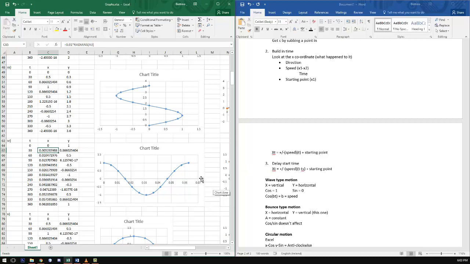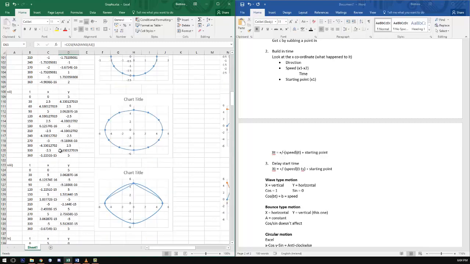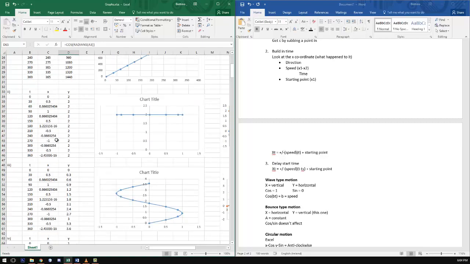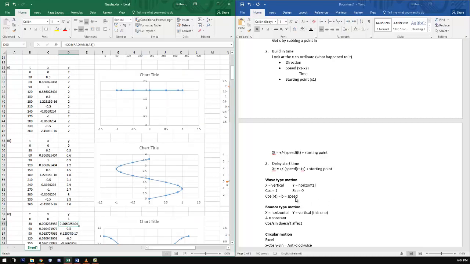If cos is in the variable, the starting point will be at 1, whereas if sine is in the variable, the starting point will be at 0. To change the speed of the slope, you just multiply the angle inside the cos. So for this, it's sine radians a3, so it's normal. But then in, say, I don't have an example of this one.